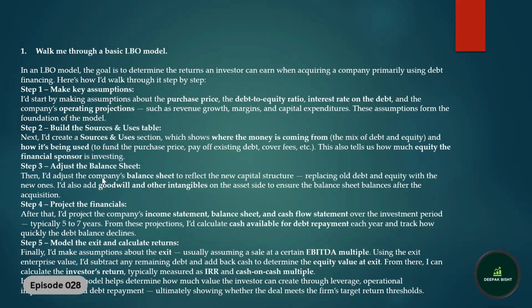And in plain summary, just figure out the purchase details and the financing mix. See where the money comes from and goes to, update the company's financials to reflect the new ownership and debt, forecast how the company does over time and how fast it can repay debt, and estimate what the investors earn when they sell it later. So that's pretty much it. That's the introduction of an LBO model. Okay, so let's move to question number two now.